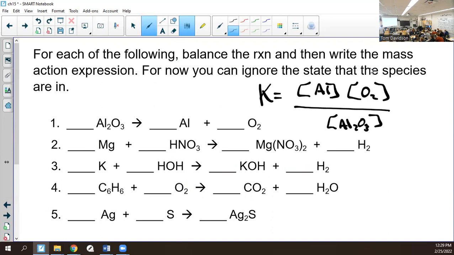Whatever one you pick, I'll do this one. Oh, I see a 3 and 2. Whoops, I screwed it up. There we go. So then these would be a 3, this would be a 2, and that would be a 4. That would be the mass action expression or equilibrium expression for that reaction.